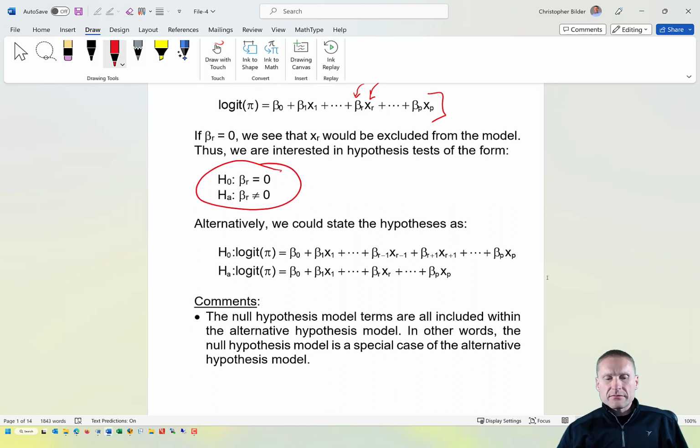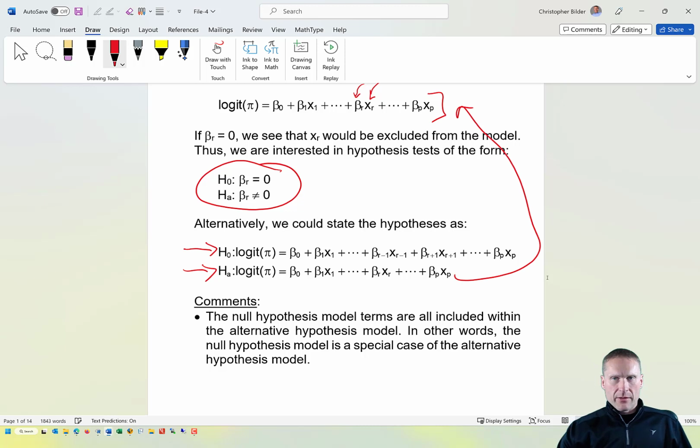So for this particular reason, we are going to be very interested in this particular hypothesis test. An alternative way to write these hypotheses is to actually write out the models for H0 and HA. So the alternative hypothesis model is exactly what we had above. The null hypothesis model is exactly the same, but notice there is no x of r in the model. Now, when one writes the hypotheses in this format, one often refers to the HA model as a full model and the H0 model as a reduced model because it's smaller than the full model.